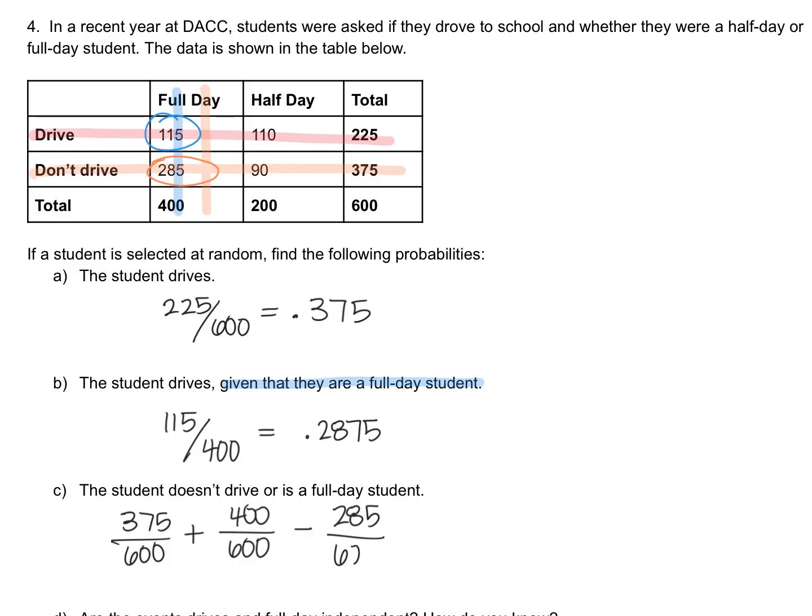Another key piece of data that lets you know that you have to subtract is if I did 375 plus 400, I'm going to get 775, which is over 600, which would mean you have a probability greater than 1. And you can't ever have probabilities greater than 1. So the answer ends up being 490 over 600, which is 0.8167.